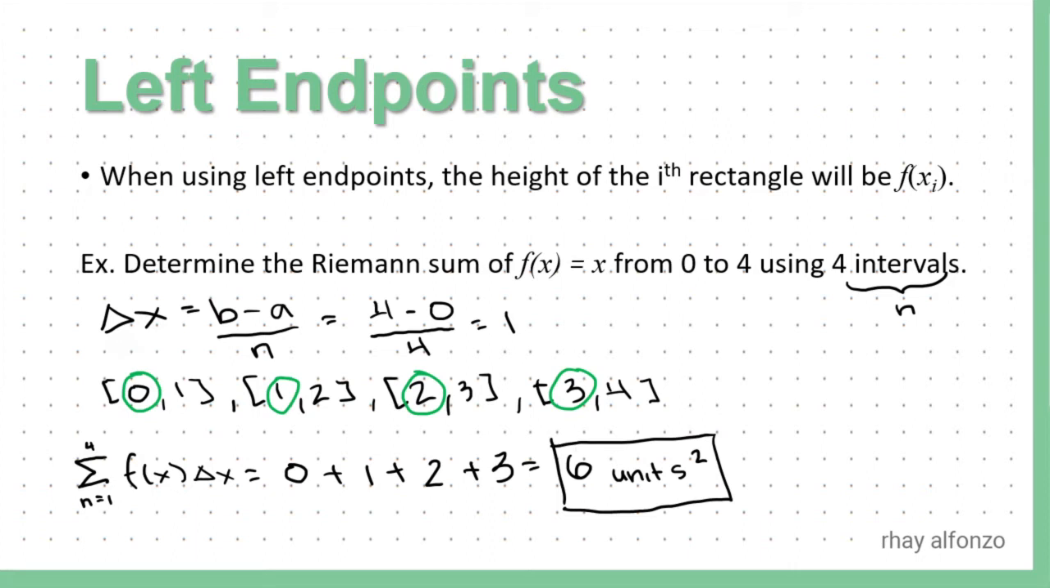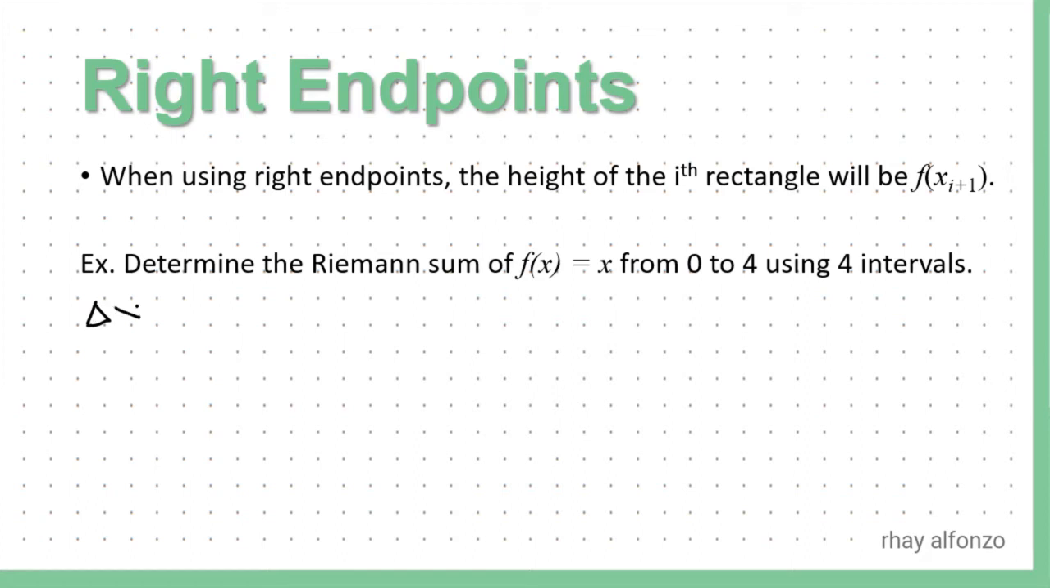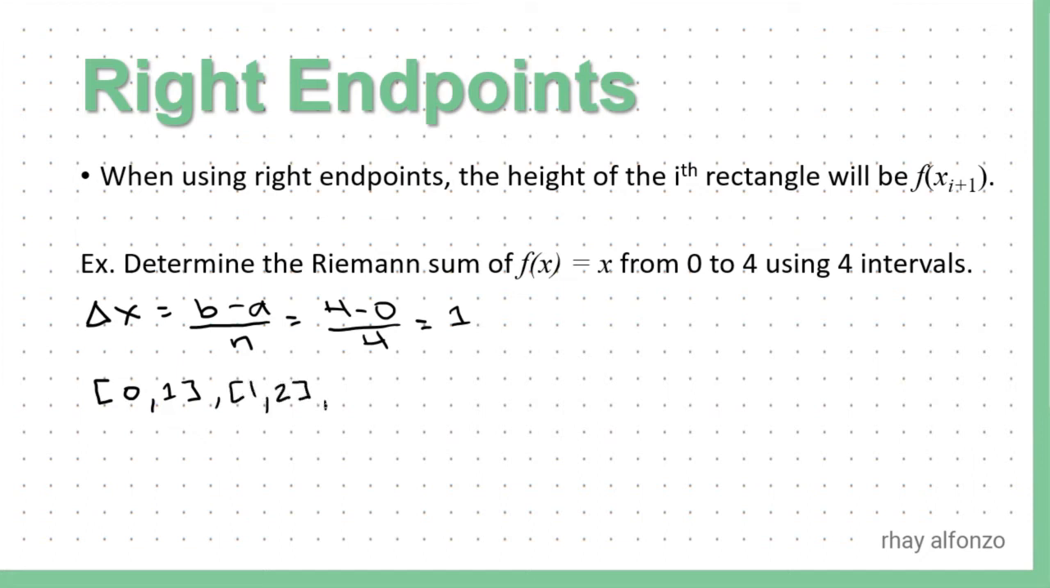So now let's try using right endpoints and see if we can get a different answer. So delta x here will be the same since we have the same function, same interval, and same number of subintervals. The only difference is we're going to use right endpoints. So for delta x, we have b minus a divided by n, or 4 minus 0 divided by 4, which is still equal to 1. So our subintervals would be 0 to 1, 1 to 2, 2 to 3, and 3 to 4.